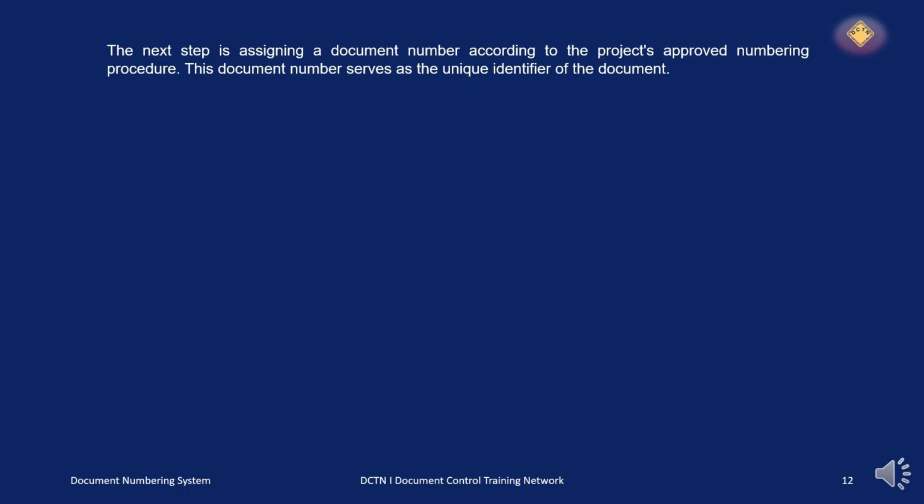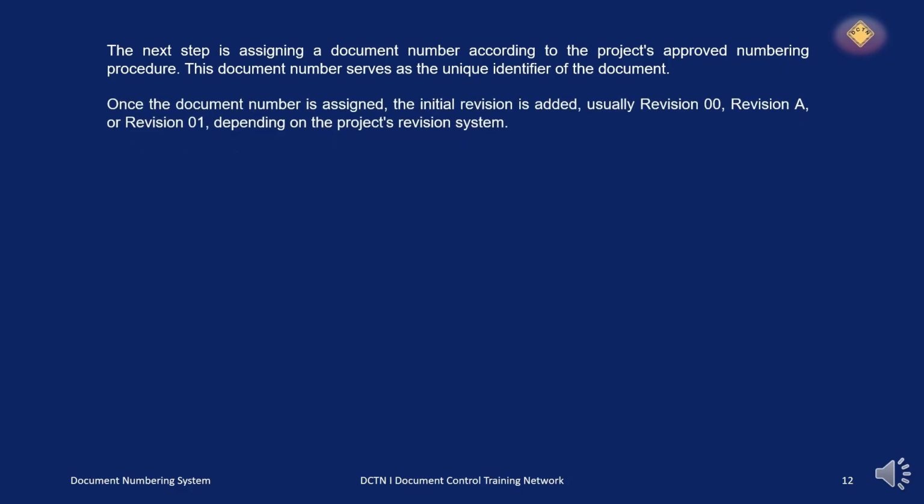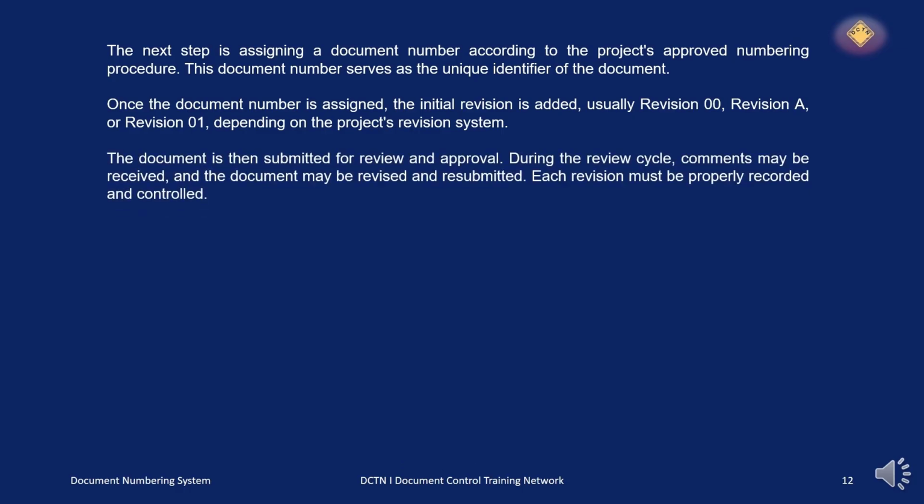This document number serves as the unique identifier of the document. Once the document is assigned, the initial revision is added. Usually, revision 00, maybe in some documents, revision A, or revision 01, depending on the project's revision system. The document is then submitted for review and approval. During the review cycle, comments may be received and the document may be revised and resubmitted.